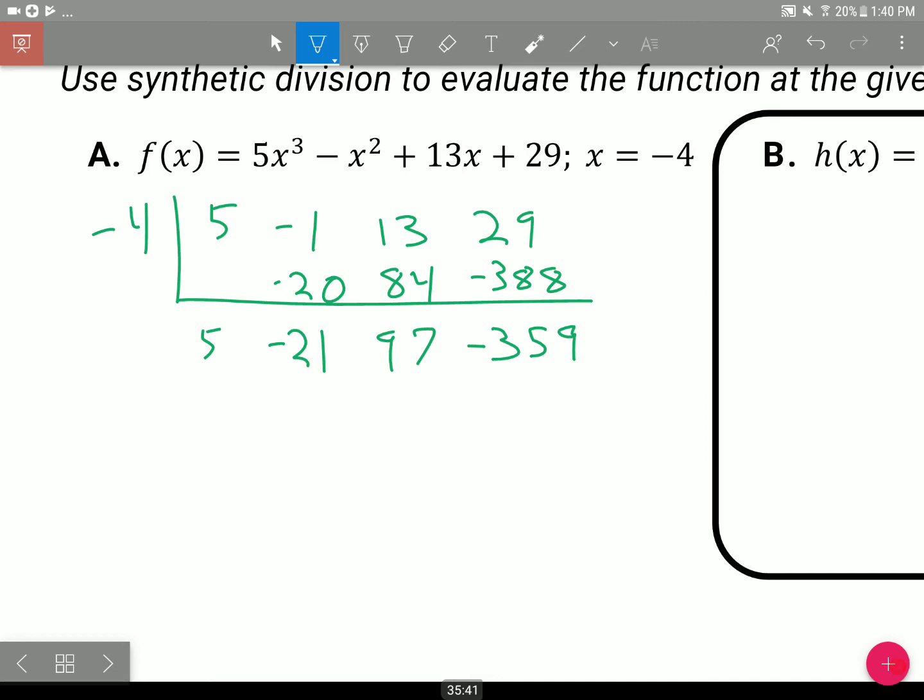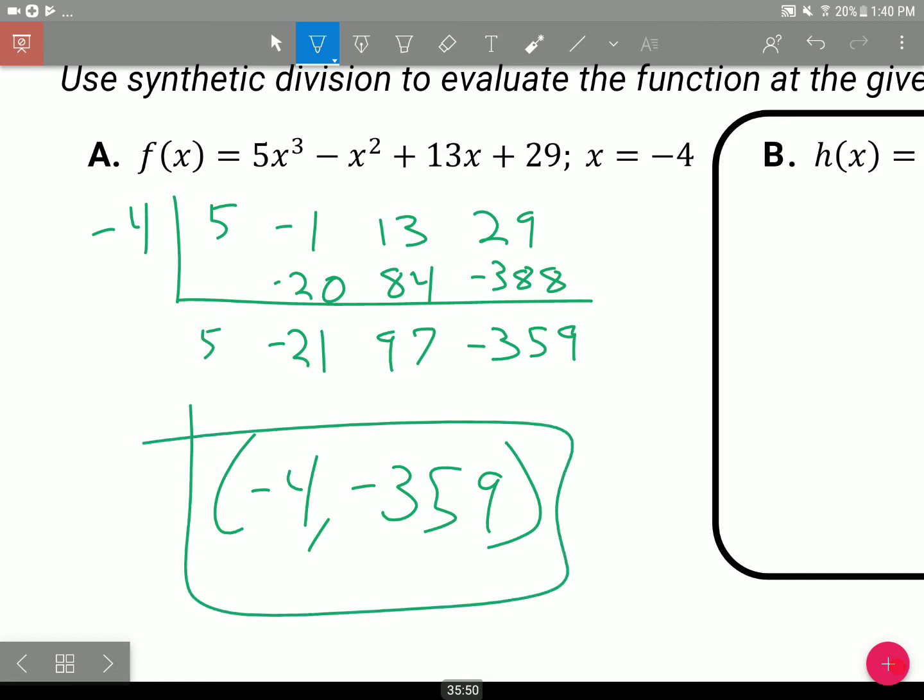Cool. So, for this polynomial, when x is negative 4, y is negative 359. That's it? That's it. They're using synthetic division to evaluate the polynomial at a specific point. Rather than going negative 4 to the third power, that's negative 64, negative 64 times 5 is something big, subtracting negative 4 squared, which is 16, plus 3 times negative 4. I've already got a headache on this.